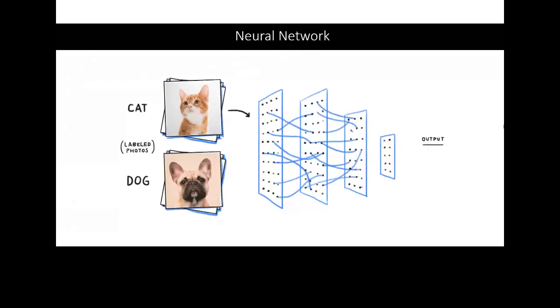So, a neural network. What is a neural network? In short, if we think about it, it's just a mathematical function. You have an input, and then this neural network maps it to the desired output. So it's just a mathematical function which maps a given input to the desired output.